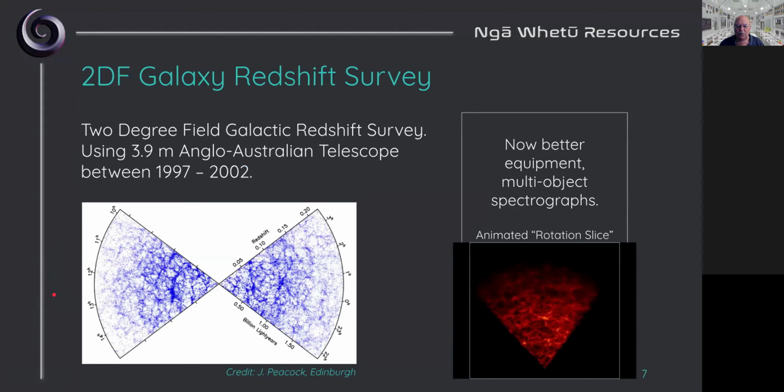This is the 2-degree field galactic redshift surveys, what's called. The Anglo-Australian telescope was used. This was around the turn of the millennium. Here's an example of it, and this is an animated rotation of the slice. This is all they can do. They cannot do all sky surveys in this way with this technique. They need to define a slice of interest, and then, like Margaret said, a slice of an orange, and that's what you study in detail.